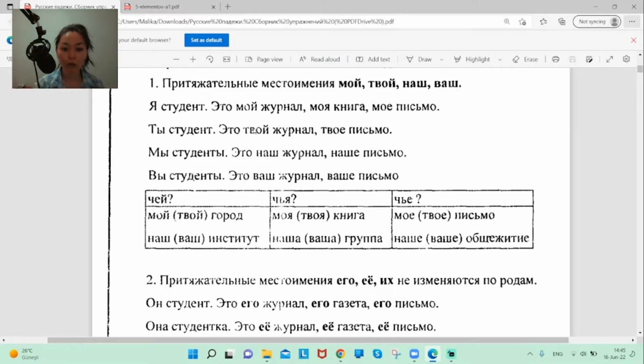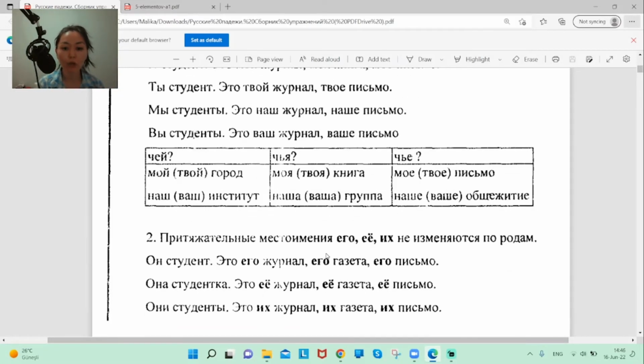Now, what about his, her, or their? So, when we want to say it's their phone, it's their book, it's their letter, we would use only one form. Их, their. Их телефон, их письмо, их книга.